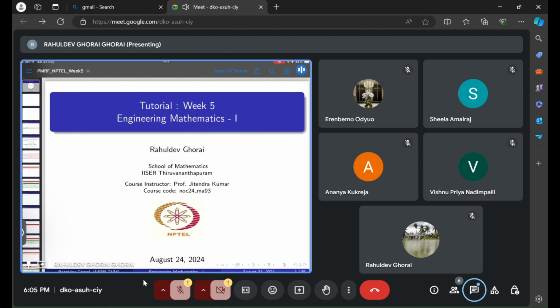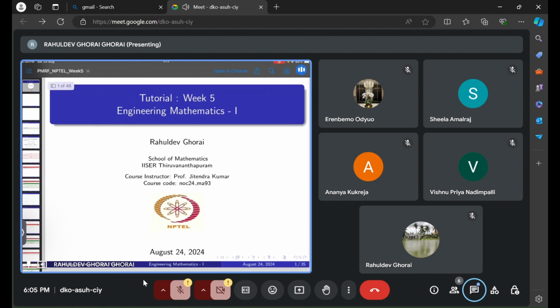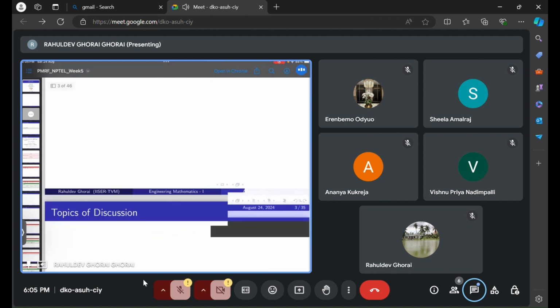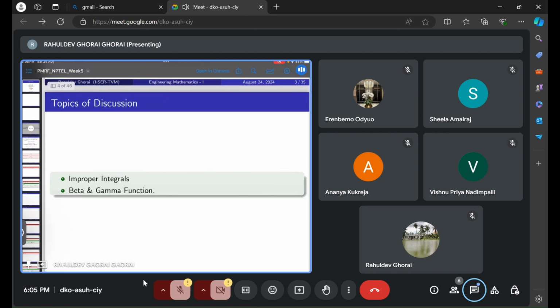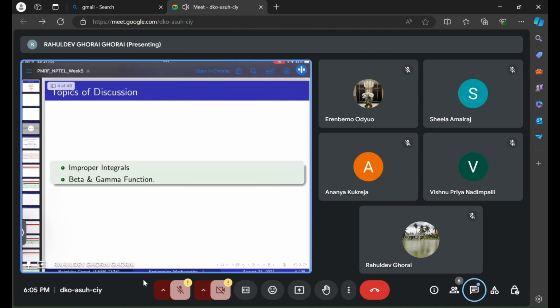This is Rahuldev Ghorai from IISER Thiruvananthapuram. The topics we will discuss today include improper integrals and two special functions, the beta function and the gamma function. Okay. So to begin with, we have integrals of this type.